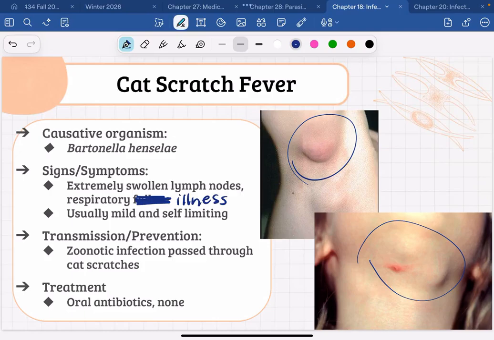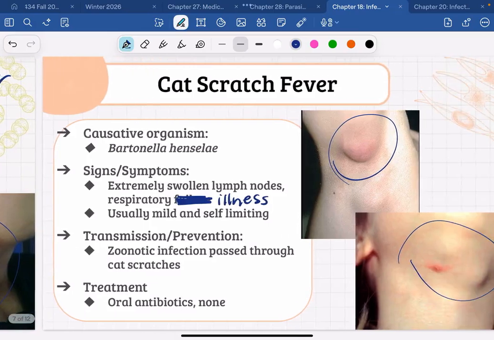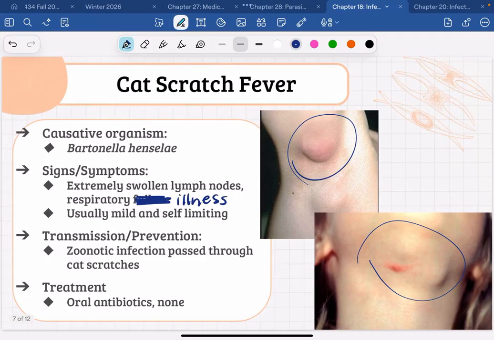Okay. So treatment for this is usually oral antibiotics or nothing, depending on whether you go to the doctor or not. Because again, it's one of those things like you might have swollen lymph nodes for a day or two, and then you get better. So you may or may not go to the doctor. So you might have none.